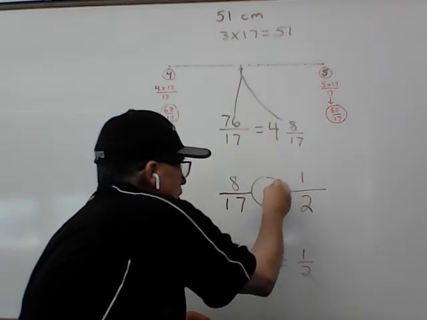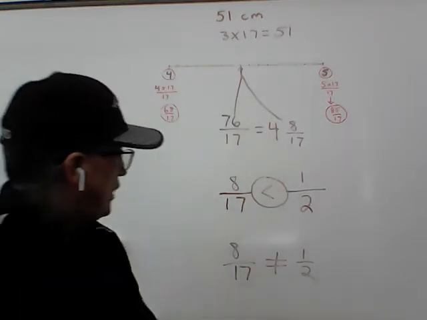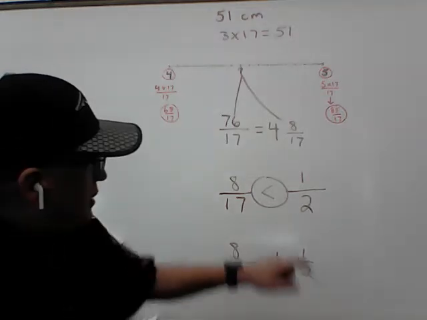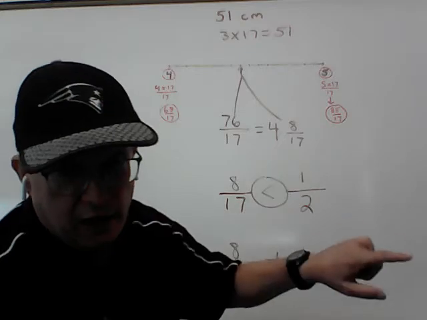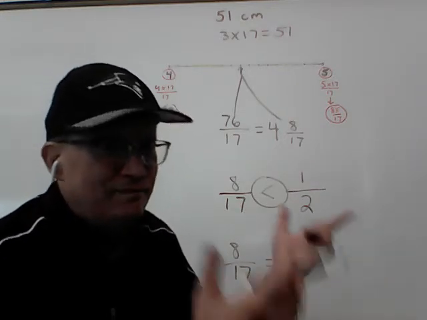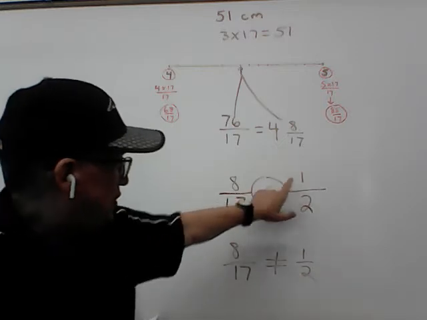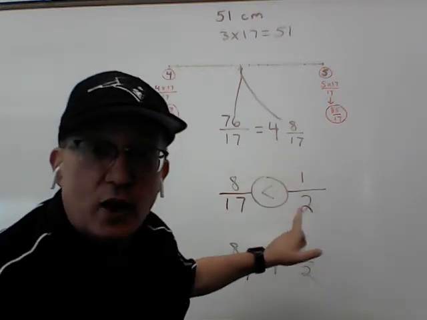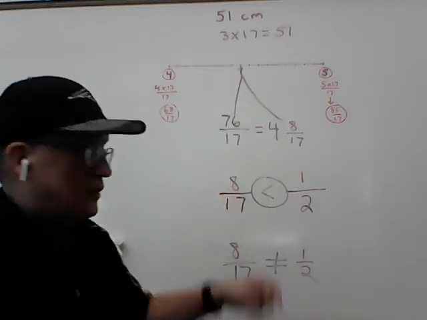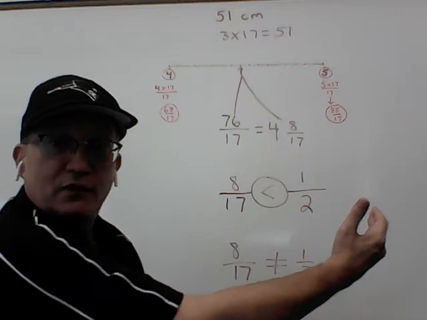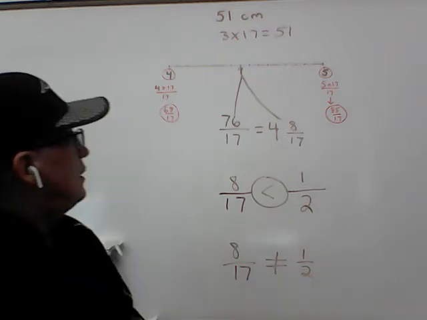So in this circle here, between the two numbers, we're going to put a less than sign. You might have learned that the alligator is hungry and wants to eat the bigger number. Okay, so here's the alligator's mouth. It has to face the 1/2. The 1/2 is greater. It's a bigger number than the 8/17, which means 1/2 is to the right of the 8/17.